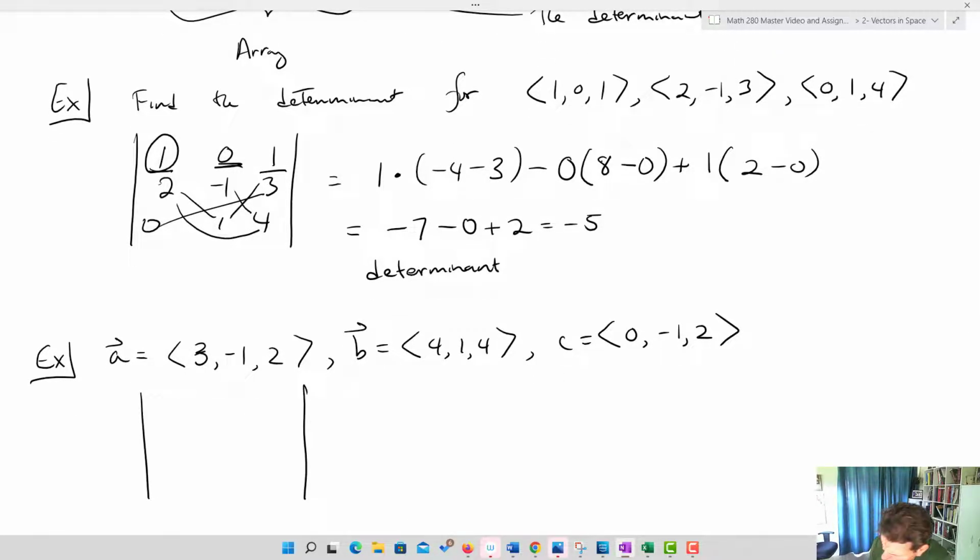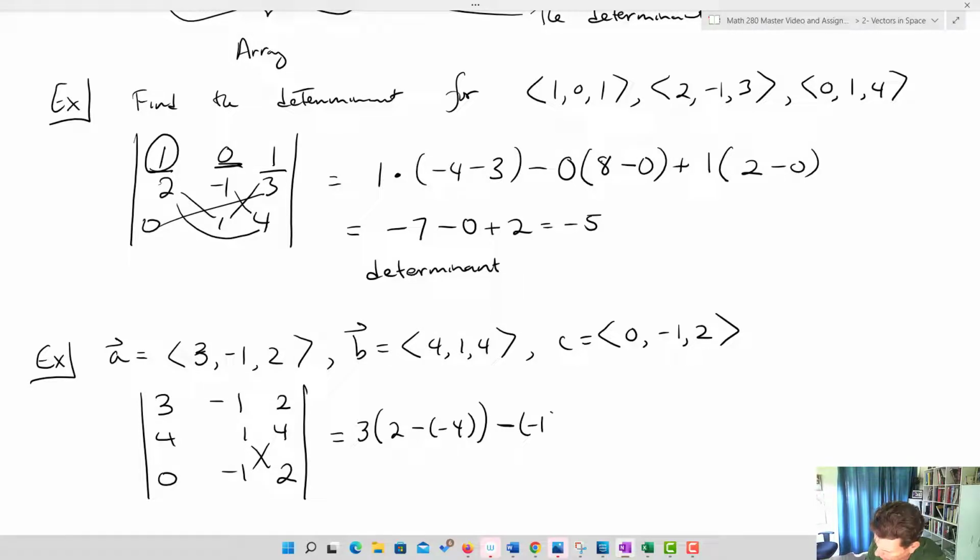Write my lines. For my array, 3, negative 1, 2; 4, 1, 4; 0, negative 1, 2. Then I'm going to get 3 times 2 minus negative 4, minus negative 1 times 8 minus 0. Okay, because 4 times 2, 0 times 4, plus 2 times negative 4 minus 0.